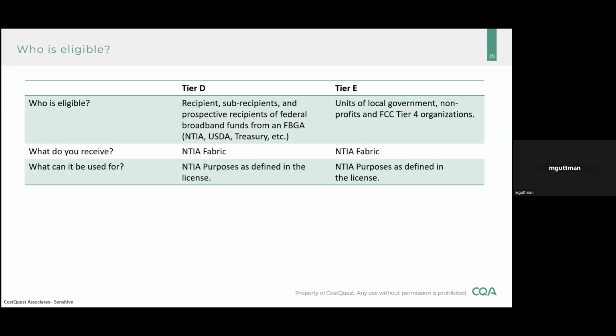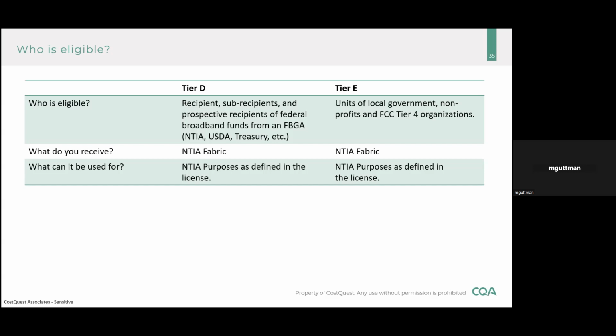So those are typically ISPs who are seeking an award of funding to build a network. They can also challenge under that license. What they receive is the NTIA fabric, which is a text file of all of the broadband serviceable locations within the state of Illinois. You can also get that file cut down to be county by county. The purpose of the data is really for the purposes defined in the license. Like I said earlier, it's for challenging as well as, in the context of Tier D, seeking a broadband award.